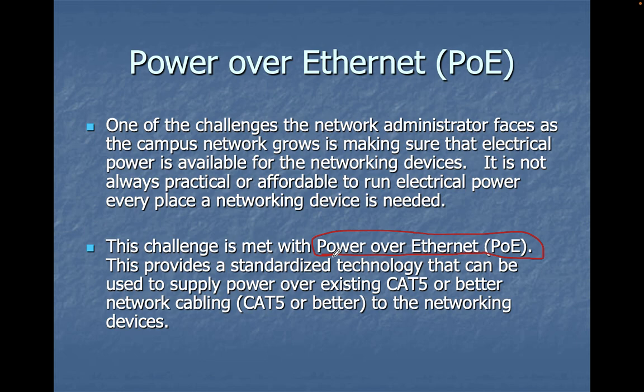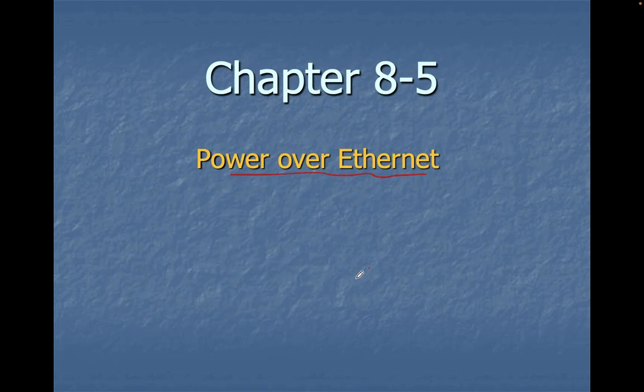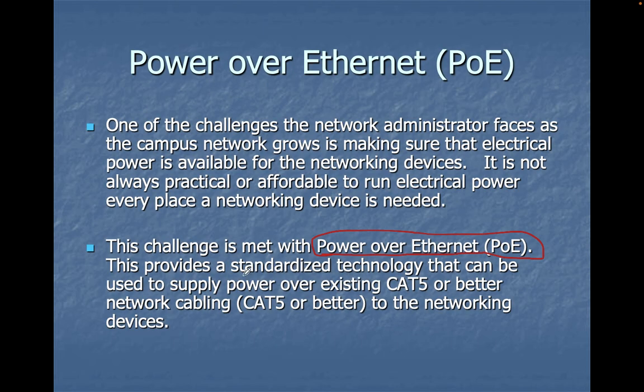Now, power over the Ethernet provides a standardized technology that can be used to supply power over existing cable, category 5, category 5E, or category 6 cabling that we studied in chapter 12 of this entire course. So power over Ethernet is a standardized technology that helps to provide power over existing CAT cables.